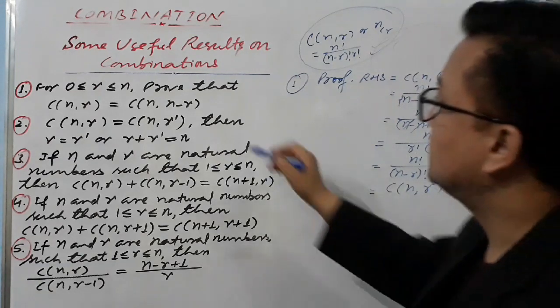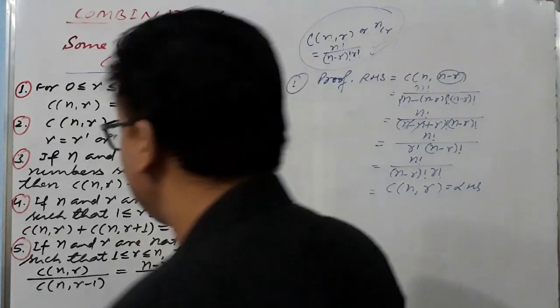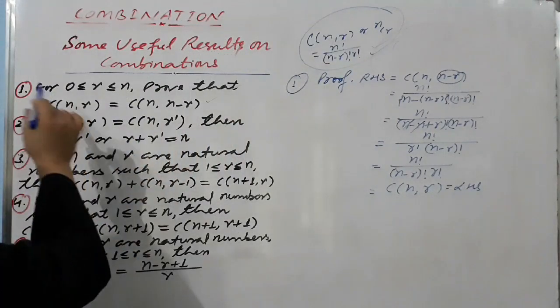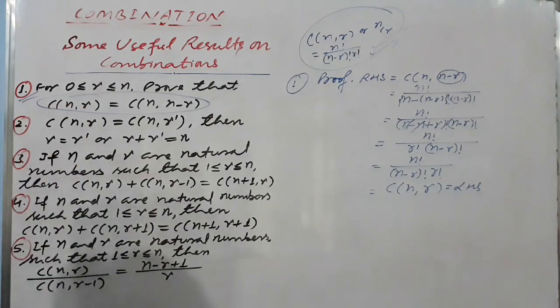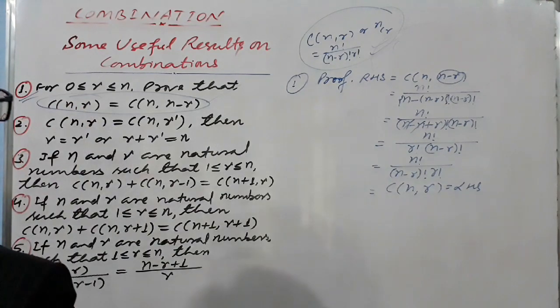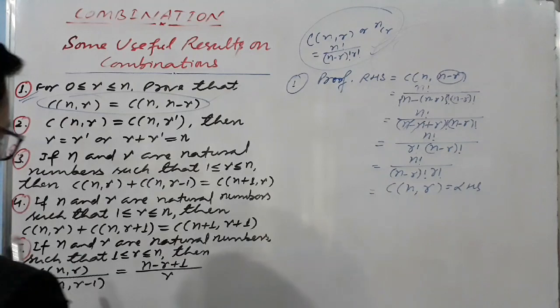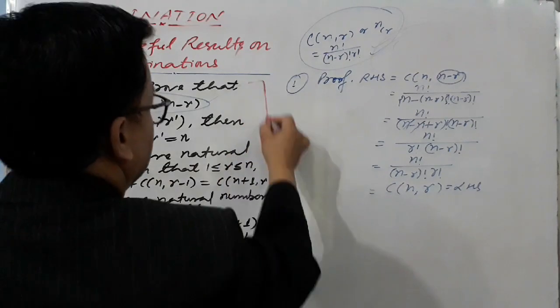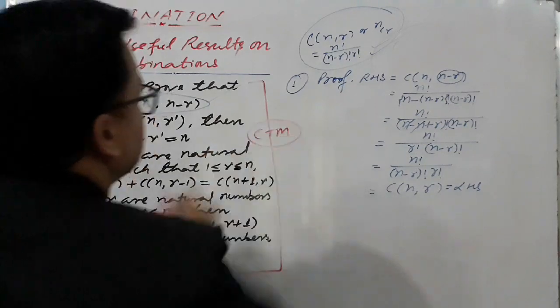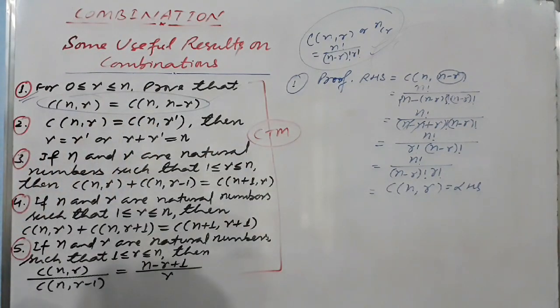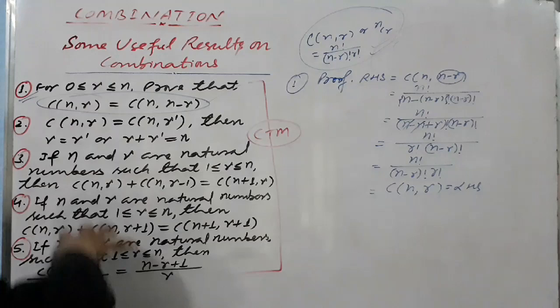All right, so the first property is done using the basic theorem. So the first useful result we have done. Now you understood. One more thing let me write down here: all these results are CTM, committed to memory. You have to memorize all the results.